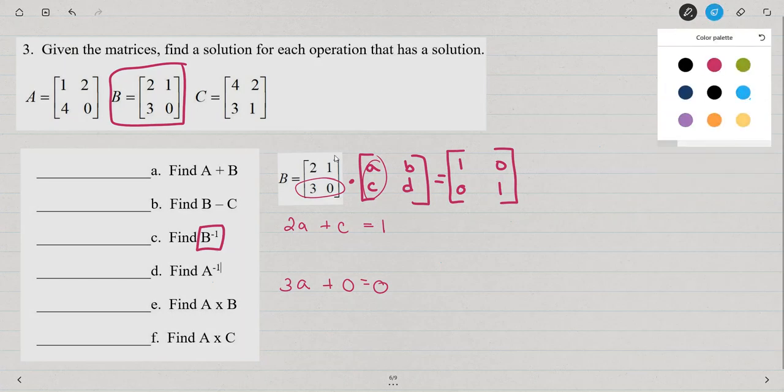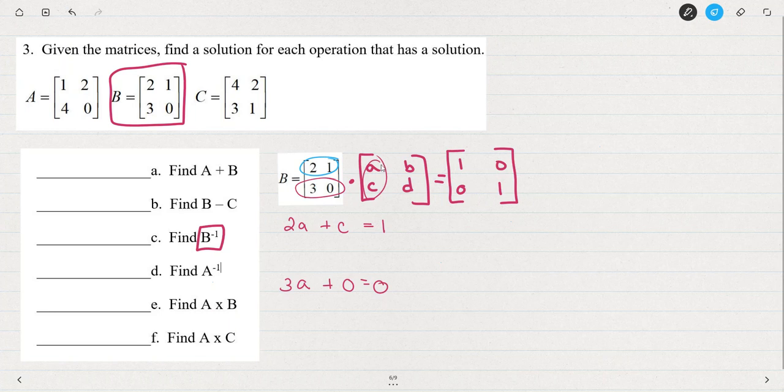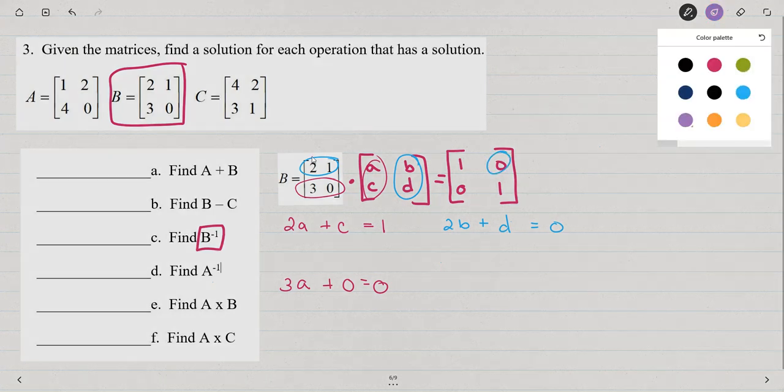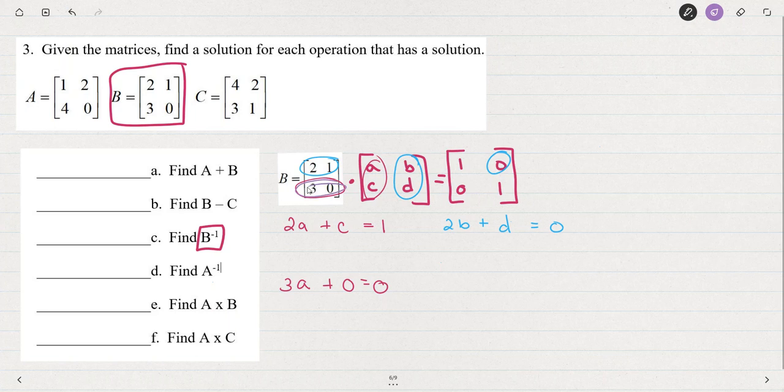We're back to row 1, right? Row 1, column 2. So 2 times B plus 1 times D gives us this element 0. And then row 2, column 2, 3B plus 0 gives us this element 1. So here's our 4 equations.